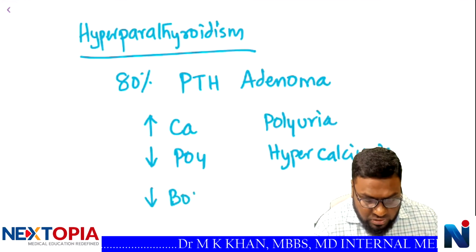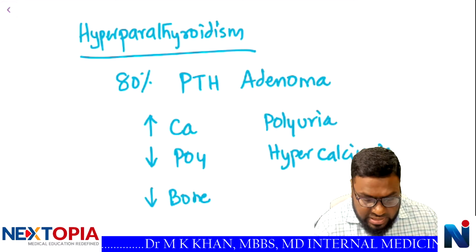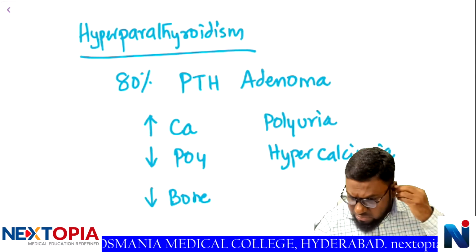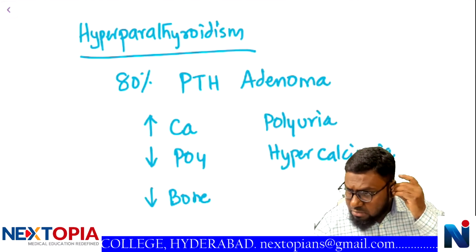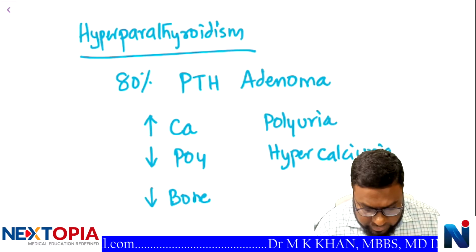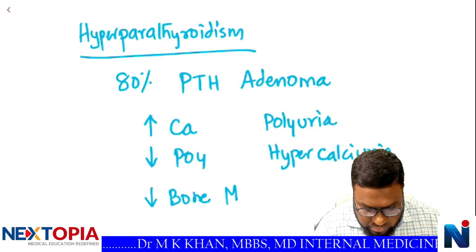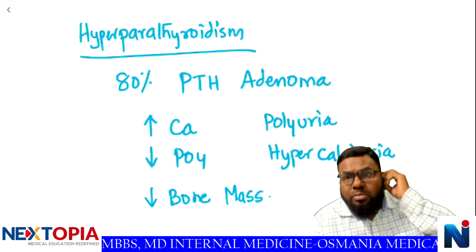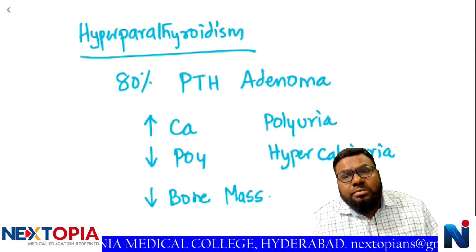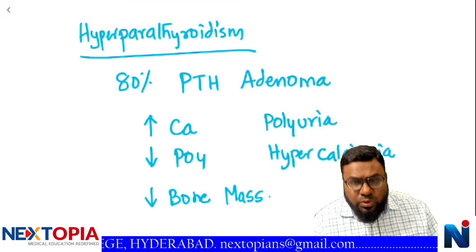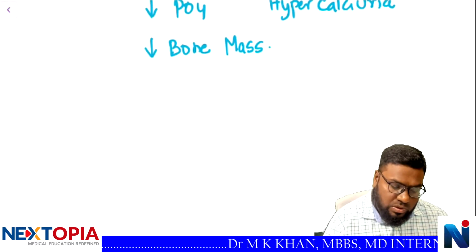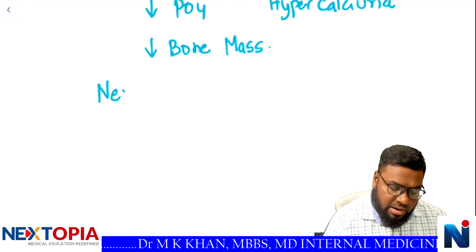Why is there a decrease in bone mass? Because of increased activity of osteoclasts, is it not? So bone mass is decreased, right? High levels of calcium cause polyuria that results in nephrogenic diabetes insipidus.